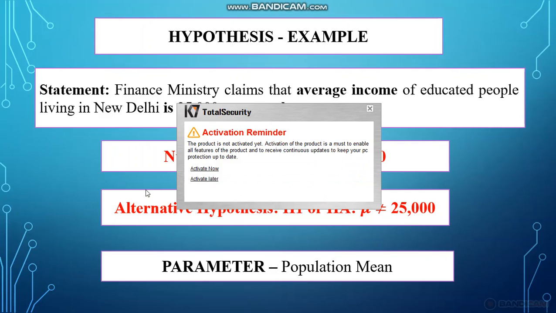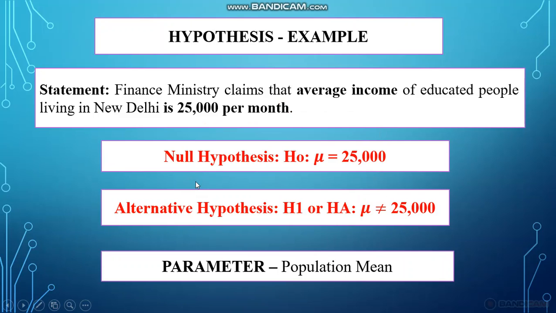In this example, the finance ministry claims that the average income of educated people living in New Delhi is 25,000 per month. So the null hypothesis is mu is equal to 25,000. The alternate hypothesis is the complement of the null hypothesis, and the complement of equal to 25,000 is not equal to 25,000. So the alternate hypothesis is mu not equal to 25,000. And here the parameter is the population mean.